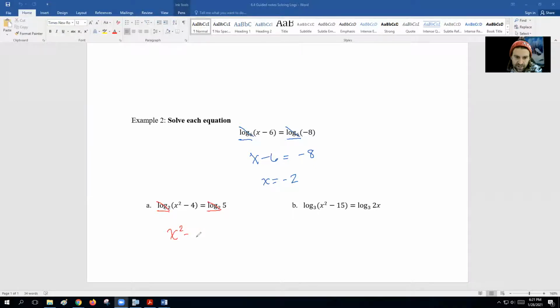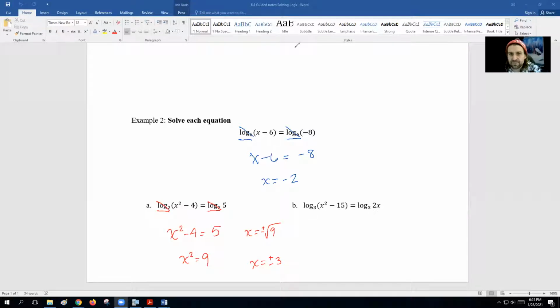These are both the same common log, and we have 1 on each side, so they cancel each other out. So we get x squared minus 4 is equal to 5. We can add 4 over, so x squared would equal 9. And in this case, to take the square root of 9, remember, anytime we take the square root, we got to do a plus or minus sign. And so in this problem, we actually get 2 answers, x equals plus or minus 3.